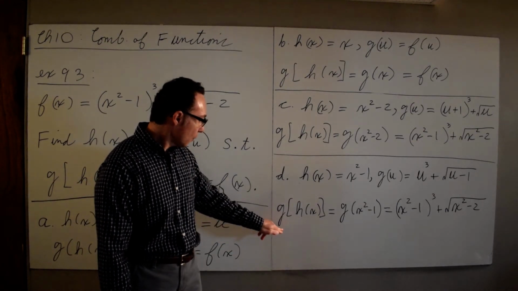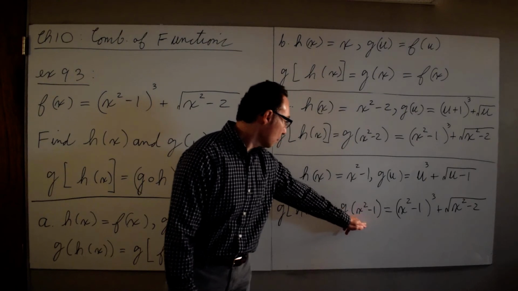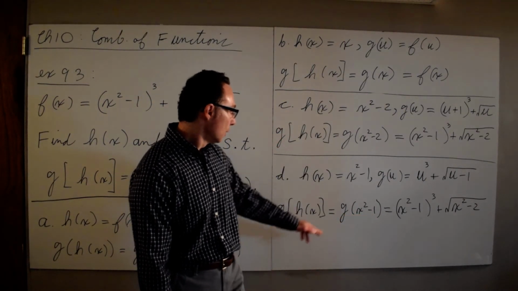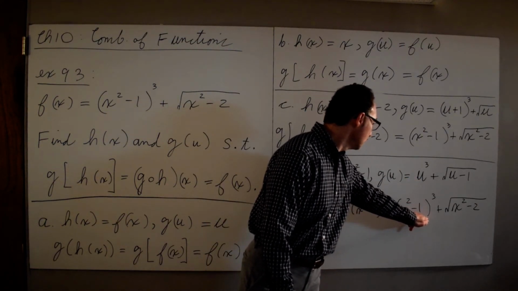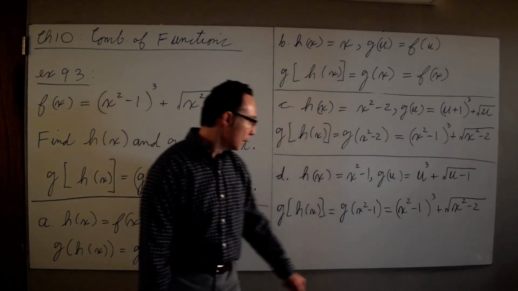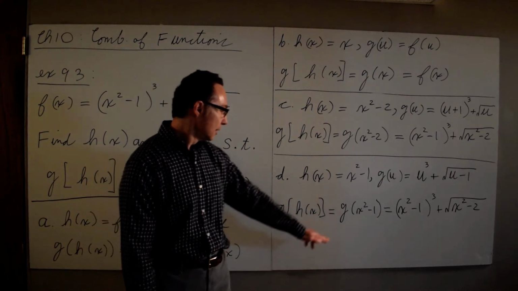So we verify what is g of h of x. It's g of x squared minus 1. What is g of x squared minus 1? Well, we cube u, so we cube x squared minus 1. Then we subtract 1 from it and take the square root. And so we verify that g of h of x is in fact f of x.